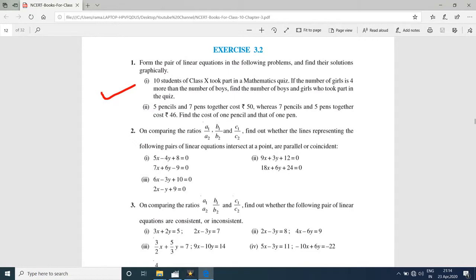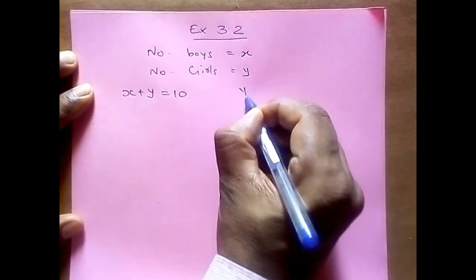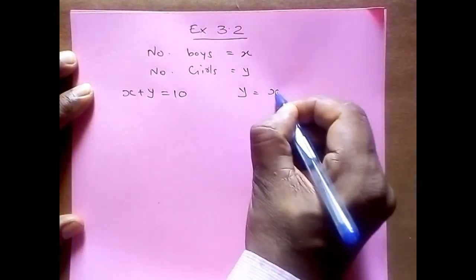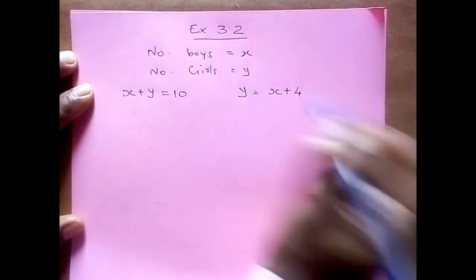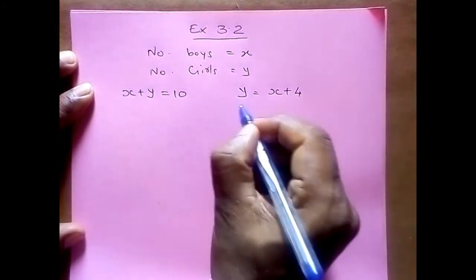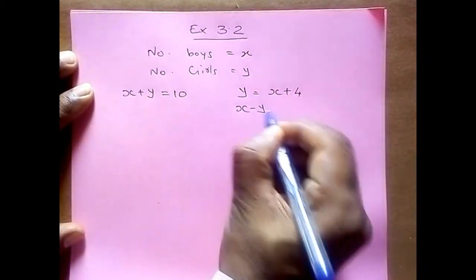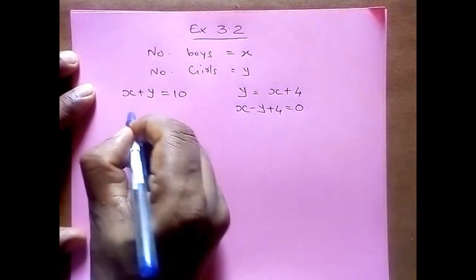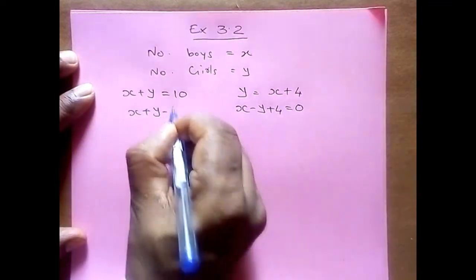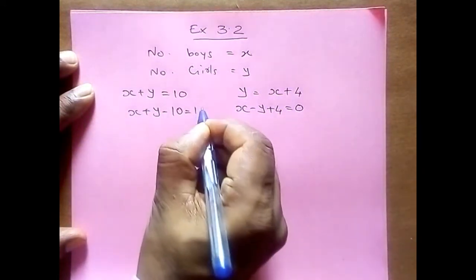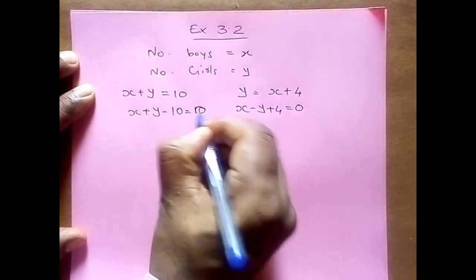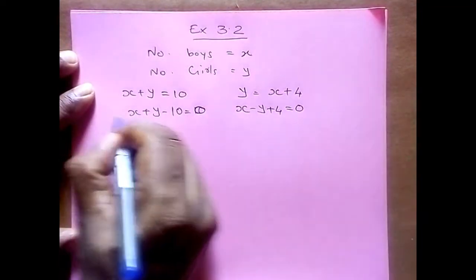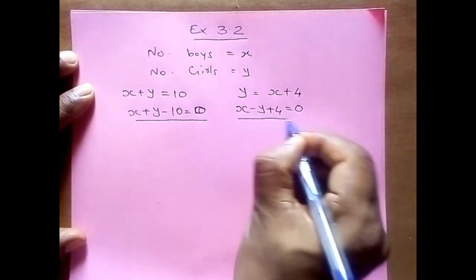If the number of girls is 4 more than the number of boys, that means y is 4 more than x. This can be written as x minus y plus 4 is equal to 0. And the first can be written as x plus y minus 10 is equal to 0. So we have equation 1 and equation 2.